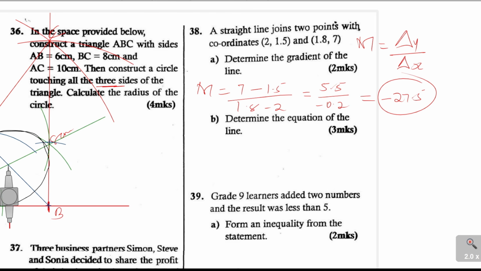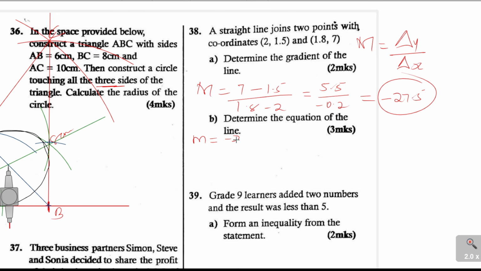The next question, part B: determine the equation of the line. So now you have the gradient as negative 27.5, and you have the 2 points. So you can use 1 point. I'll pick the point (2, 1.5), and then I will introduce another general point, (x, y), on the line to enable me calculate the gradient. Then with these 2 points, you calculate the gradient, which you know is negative 27.5.